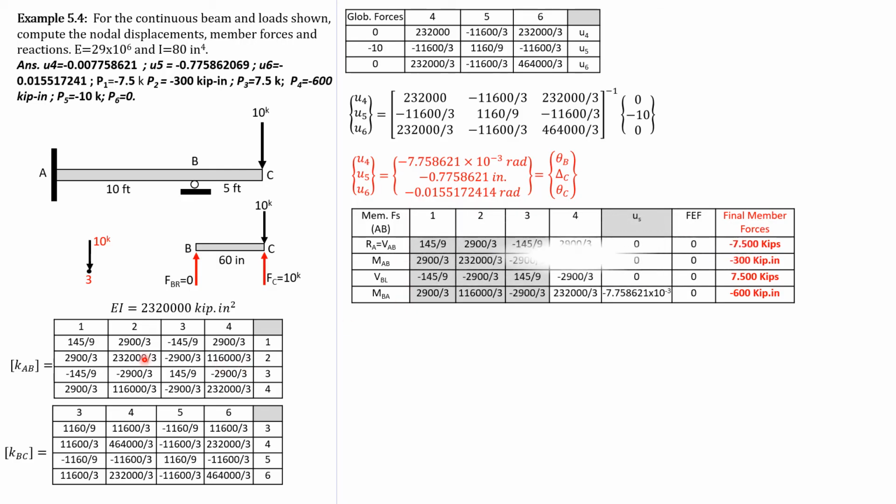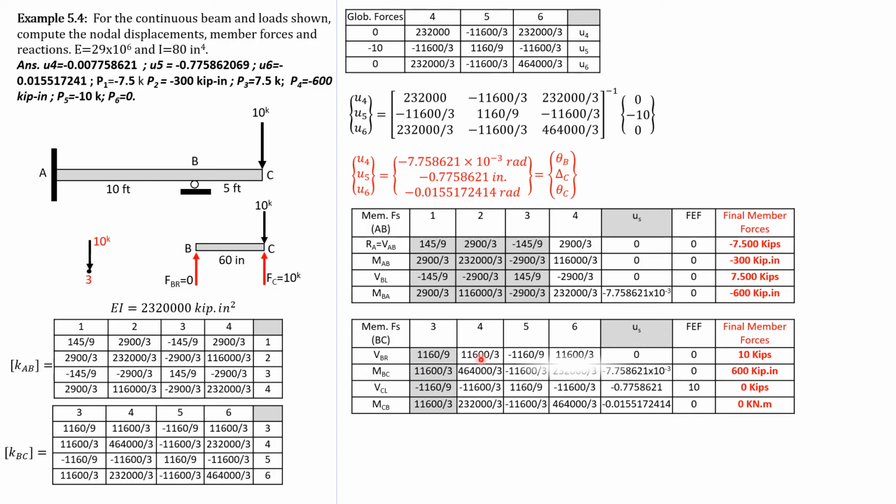For the member forces of AB, we copy the stiffness. Then 1, 2, 3, 4, only 4 has displacement. So we shade the first three columns here. Only column 4 is active. So fixed forces, because there are no loads in AB, fixed forces will all be 0, reaction vertical and fixed moment zeros. So for the first entry, 2,900 over 3 times negative 7.758621 times 10 to the negative 3 plus 0 is negative 7.5. 116,000 divided by 3 times negative 7.758621 times 10 to the negative 3 plus 0 equals negative 300 kip-inches. Then and so on and so forth. You know already how to compute that.